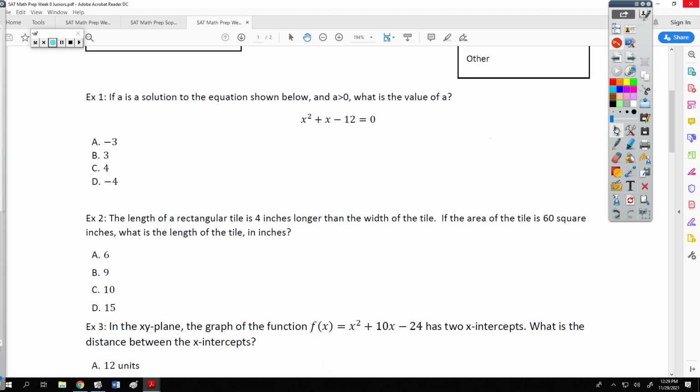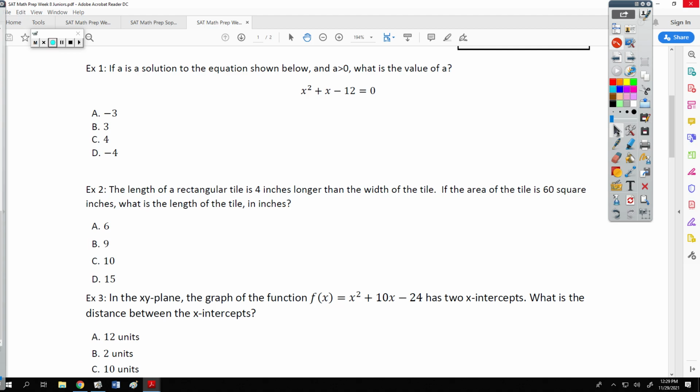So, example 1 says, if A is a solution to the equation shown below and A is greater than 0, what is the value of A? So A is a solution, which means we need to solve the equation. So what we do is we look at that and we ask ourselves, can it be factored? Are there numbers that multiply to negative 12 and add to positive 1? Okay, that's C and B. Because we want to find those numbers because those are the numbers that go into our factors.